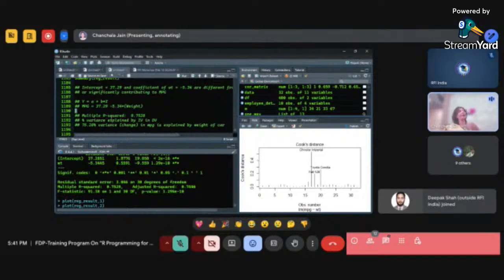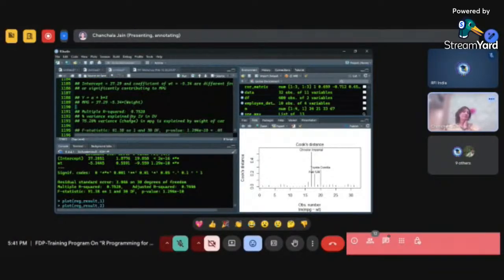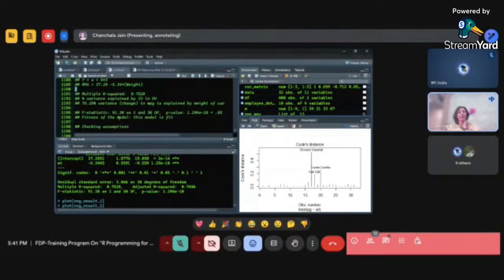So R square is what? It is explaining how much variance the independent variable is explaining in the dependent variable. That is how much change is possible in the dependent variable because of your independent variable. So approximately 75.28% change is possible in the DV, that is MPG, because of the weight of the car, right?